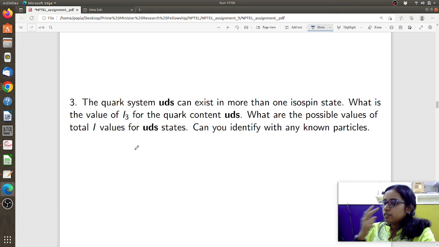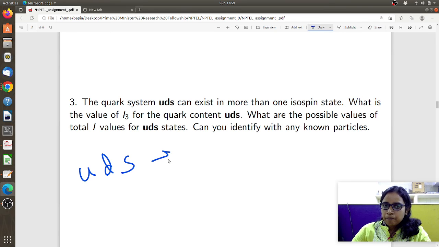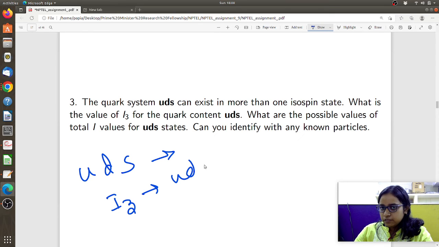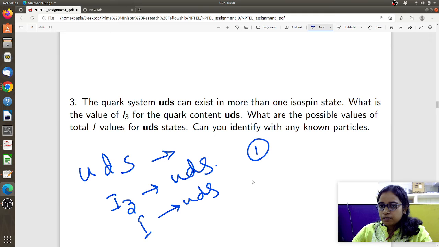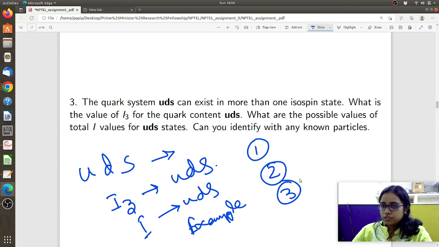Basically, there are three subdivisions of that question. First of all, we will talk about UDS. The first question says, what is the value of I3 for UDS? This is the first question. The second question is, what are the possible values of I? This is the second question. And do you know any example for UDS? This is the third question.